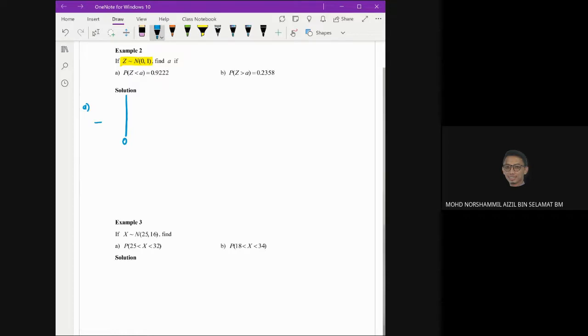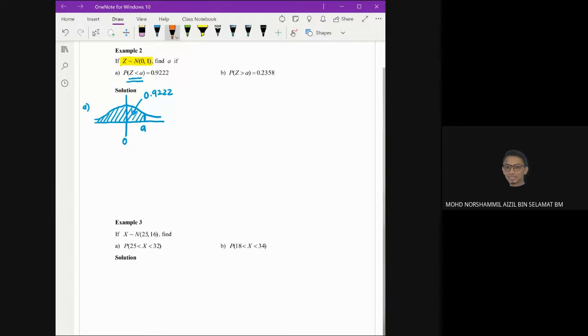You have to understand, total area is 1, guys. Maximum 1. So A should be on the right hand side of your diagram. Then Z less than A will be this area. Now, is it logical for this area to be 0.9222? Logical, because total area will be 1.